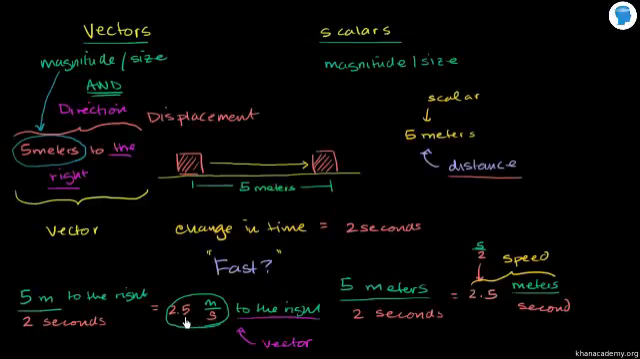When you specify both the speed and the direction, you are talking about velocity. An easy way to think about it: if you're thinking about change in position and you specify the direction of the change in position, you're talking about displacement. If you're not talking about the direction, you want the scalar version, you're talking about distance. If you're talking about how fast something is going and you give the direction, you're talking about velocity. If you don't give the direction, you are talking about speed. Hopefully that helps you a little bit.